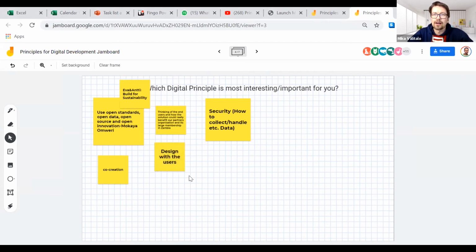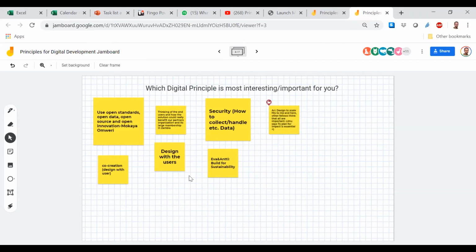While you are writing those, I'm already asking Mokaya and Veri, you were talking about use open standards, open data, open source, open innovation. So can you open the mic and explain why you think it's most interesting or important for you at this moment? Thank you, Mika, for the chance. My name is Mokaya Omweri from International Solidarity Foundation.